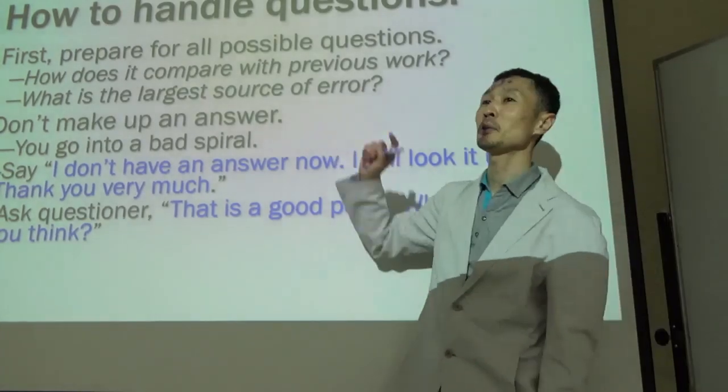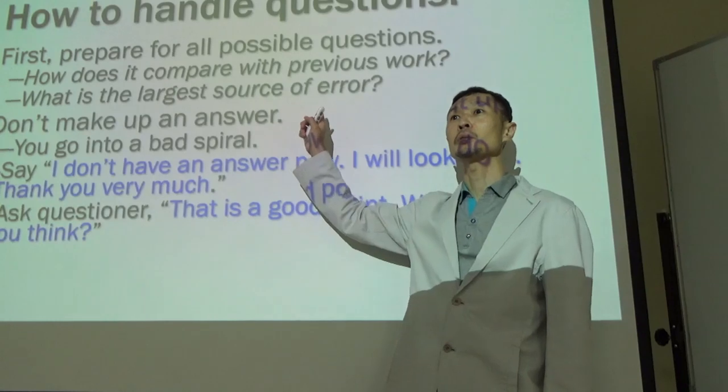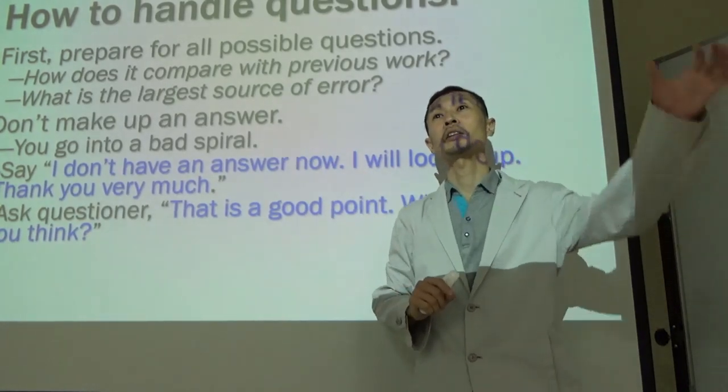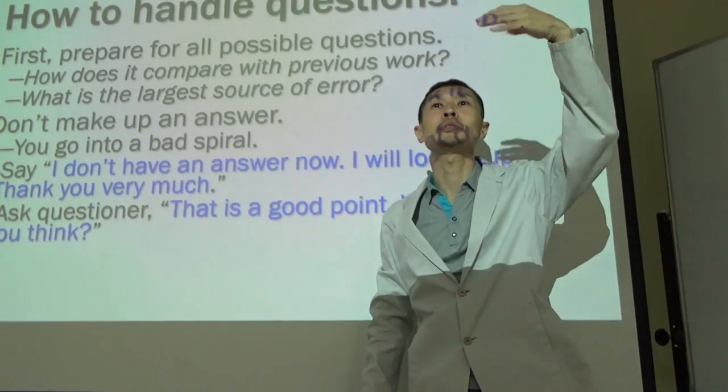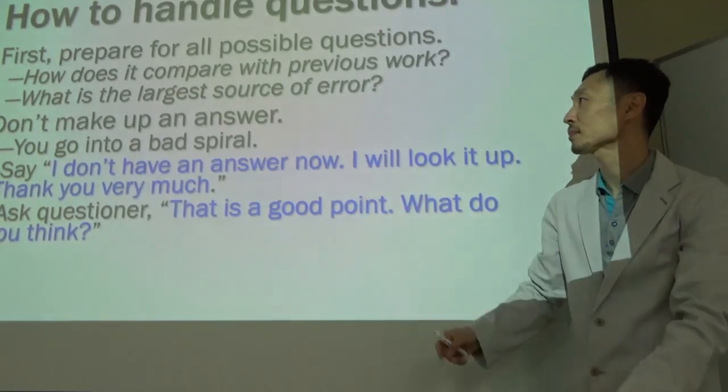What is the largest source of error? This is also a frequently asked question, right? And so you can prepare the answer. The uncertainty here is very big. Or observation uncertainty is big, or systematic is very big. You can prepare the answer.